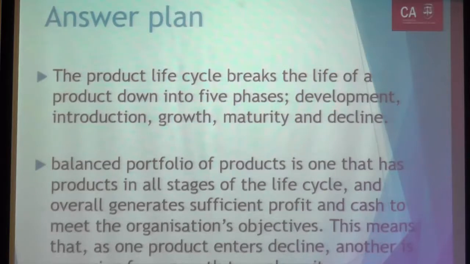So you have a variety of products. These products are in different stages of the life cycle and you have nothing to worry about. The product which is at the maturity stage is appealing to a large volume. There is a product at the growth stage which is getting you a lot of revenue, so it's well balanced. And it overall generates sufficient profits and cash to meet the organization's objectives. This means that as one product enters decline, another emerges from growth to replace it. So one goes, one dies, you have another one coming in. Now this is what should happen under the product life cycle model.